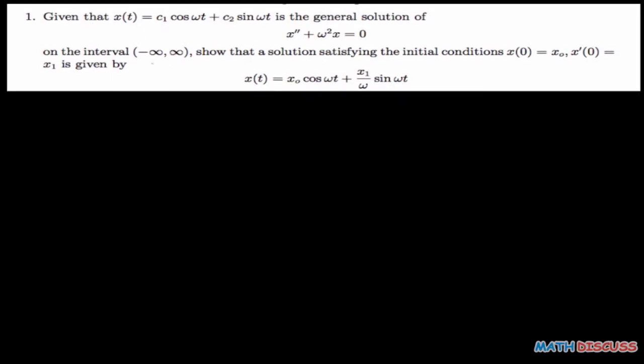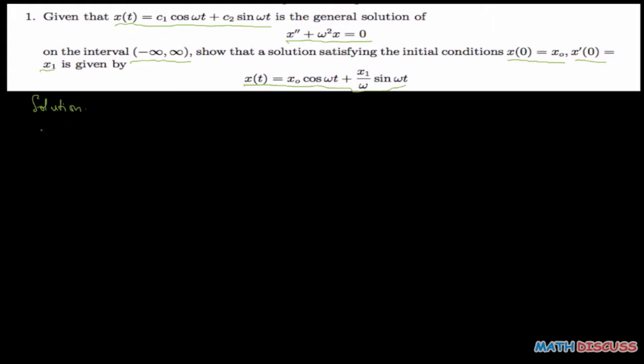Now for question number 1, we are given the general solution of this differential equation here. And this is the general solution on this interval. And we are told to show that a solution that satisfies these two initial conditions, after implementing these two initial conditions in the general solution, is our particular solution, which is what we have here.